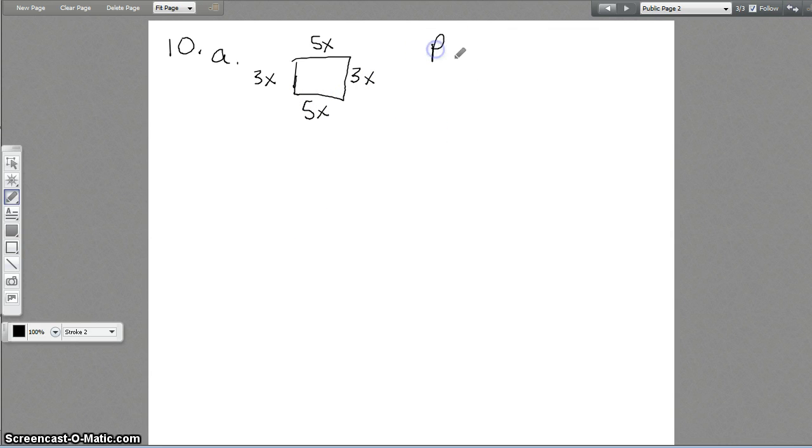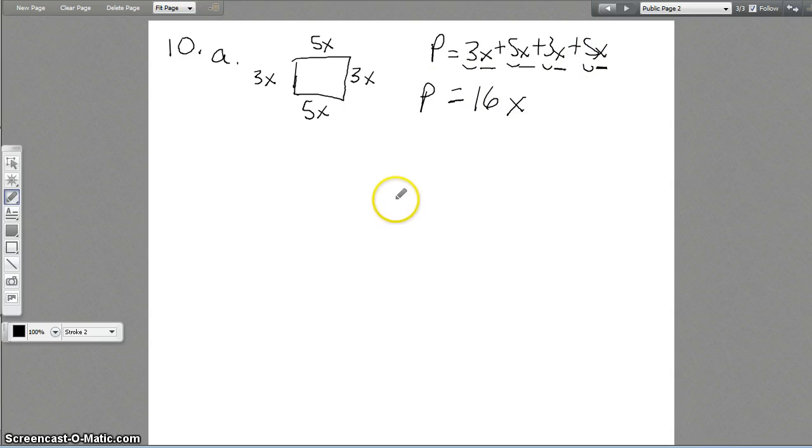Okay, so first let's find the perimeter. The perimeter is the sum of the length of all the sides going around. So we have 3x plus 5x plus 3x plus 5x. That's just going around. All of these are x's, so our x's can all be added to each other. Since they're all the same power, now we just add our coefficients. 3 plus 5 is 8. Plus 3 more is 11. Plus 5 more is 16. So 16x is the perimeter.